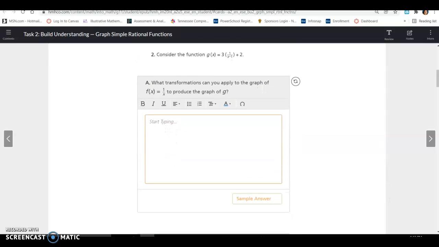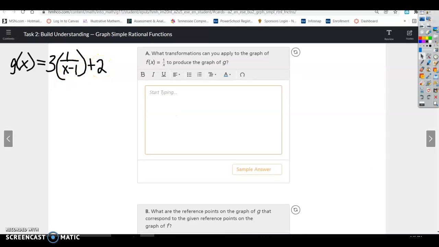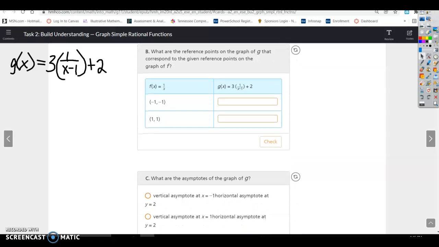All right, so it says consider the function g of x equals 3 times 1 over x minus 1 plus 2. I'm going to write that down. Okay, I've written that down here, so as I scroll down, I can have this when I need it. So it says, what transformations can you apply to the graph of f of x equals 1 over x, or the parent function, to produce g of x? Okay, so this shows us that our a is 3. The 1 over b, there's no b, and this would be h, and this would be k. All right, so that would be the different transformations that we will apply.